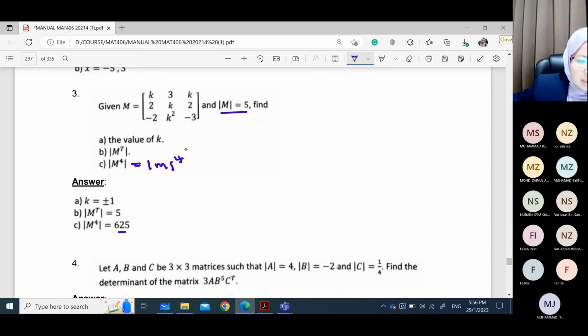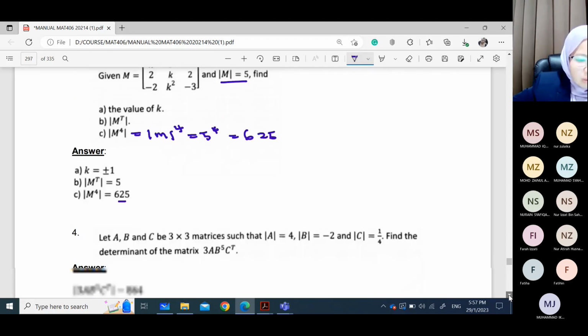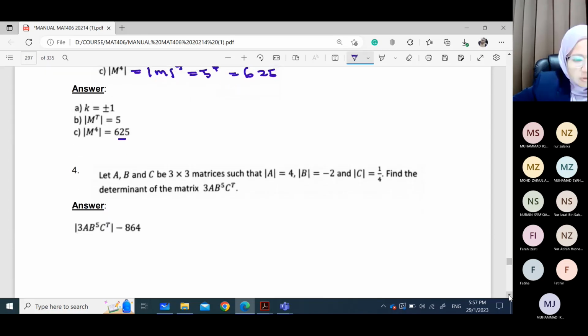Okay, so dia dah kata kat sini, determinant M is 5, so therefore, determinant of M to the power of 4 is equivalent with 5, you ambil value dia, 5 to the power of 4, so the answer here is 625. Right? So, rasanya exercise ni boleh buat sendiri sebab ada jawapan tu. So, kalau tak faham, boleh tanya, jangan risau.